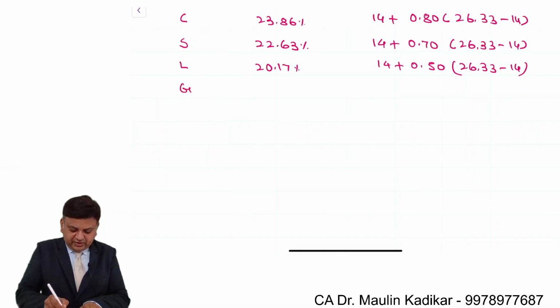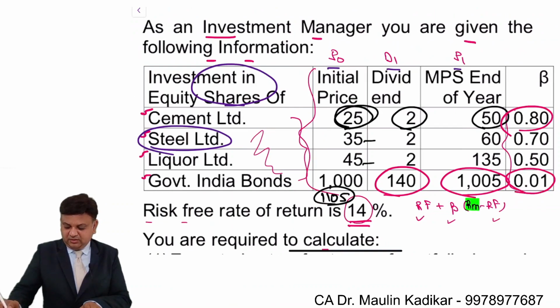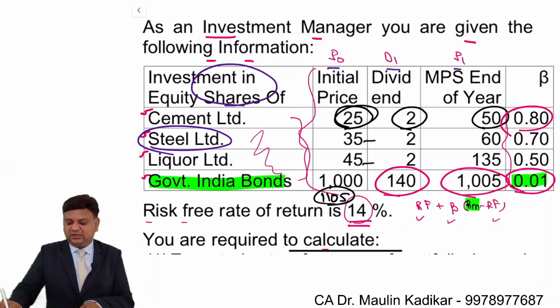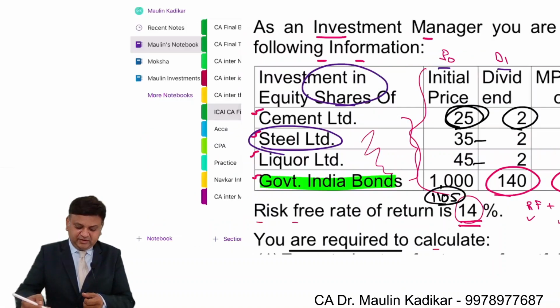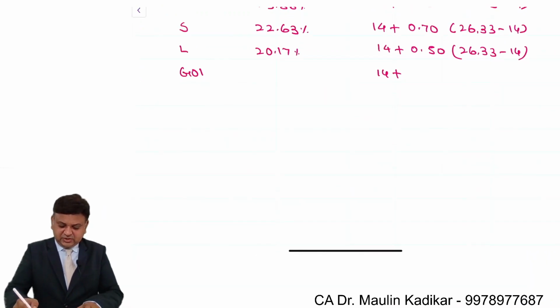Next is the Government of India bond. In that it is again 14 plus beta, which is provided to us as 0.01. Dear students, we know that the beta or risk of the Government of India bond is usually 0, but they have provided 0.01 here. In certain questions of the institute, they have provided even 1. Whatever value they have given, we have to take for doing the answer. So over here the beta is 0.01.